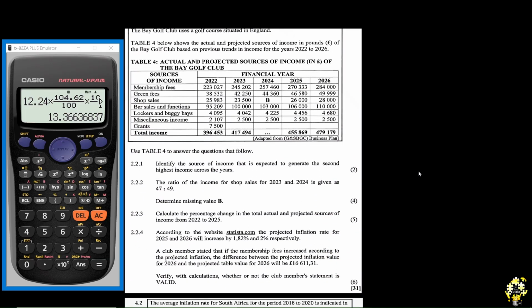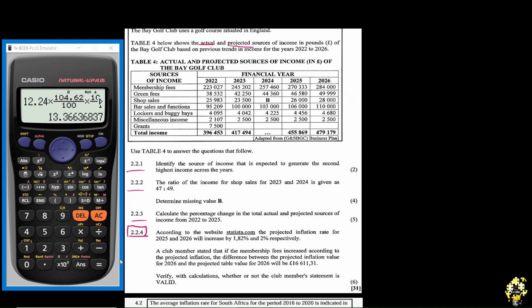So, this one, there is a lot. Hence, we are going to make it simple by noting a few things on the side. We have a Bay Golf Club which uses a golf course situated in England. Below shows the actual, so this is important. Below you have the actual and the projected sources of income in pounds of the Bay Golf Club based on previous trends in income for the years 2022 to 2026. We are not here for this, nor this, nor this. But we are here for 2.2.4. That's what we are here for. So let's go for it.